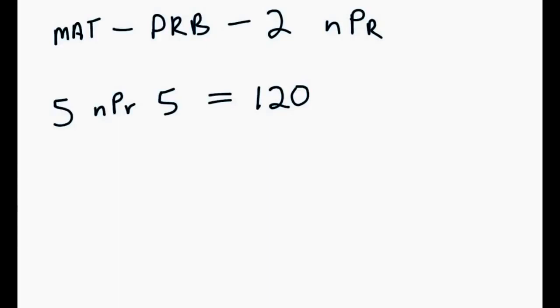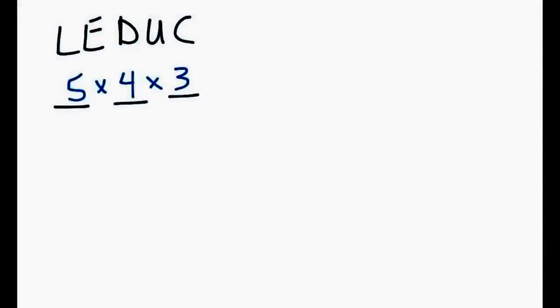So if we go back to the Leduc question, let's suppose we have Leduc, and in this case, instead of picking all 5 letters, I just want you to arrange how many 3-letter words you could get. If we were using fundamental counting, we would say we have 5 choices for the first letter, 4 for the next, and then 3 for the last, so that would give us 60 for an answer.